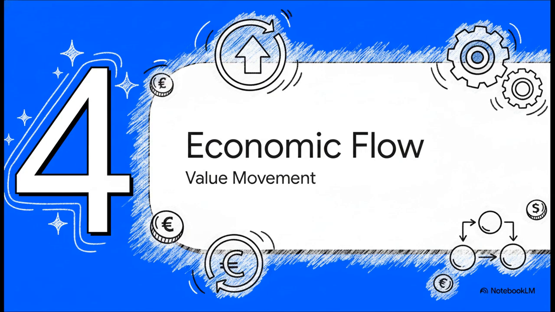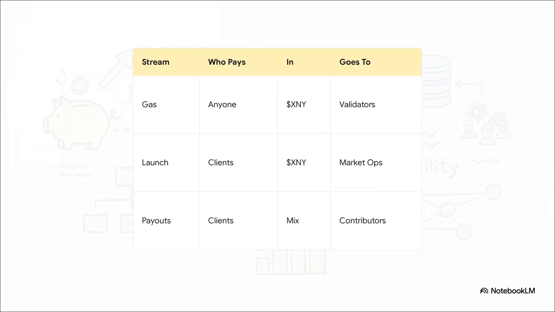Section 4. Following the economic flow. Let's map out exactly how value moves across the ecosystem. Now, what's really interesting here is how everything anchors around XNY, while still allowing for that settlement flexibility we talked about. Whether you're a participant paying protocol gas or a client paying for a task launch, you pay in XNY, which flows directly to validators, the treasury, and marketplace ops.